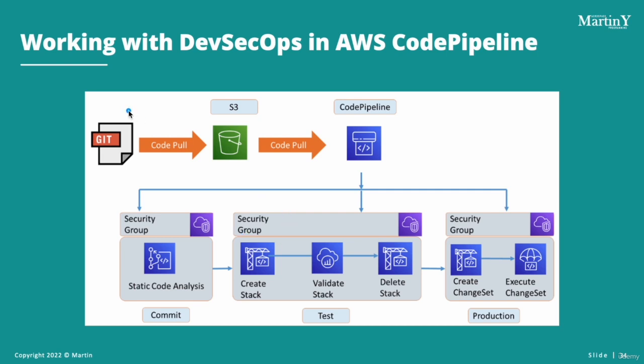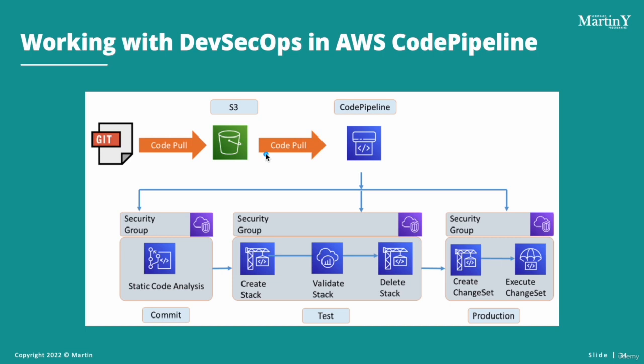You can see that the code is going from the Git repository to the S3 bucket, which basically is something like a drive in which we can place any type of data, mainly used for images. Then we put the code into the CodePipeline and then it goes to the different security groups. The static code analysis is performed on the code that is pulled from the S3 bucket right here.